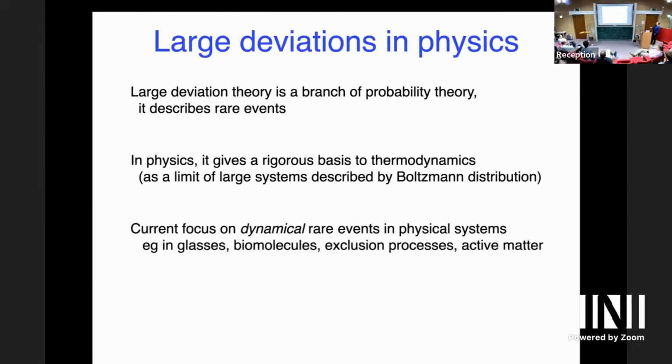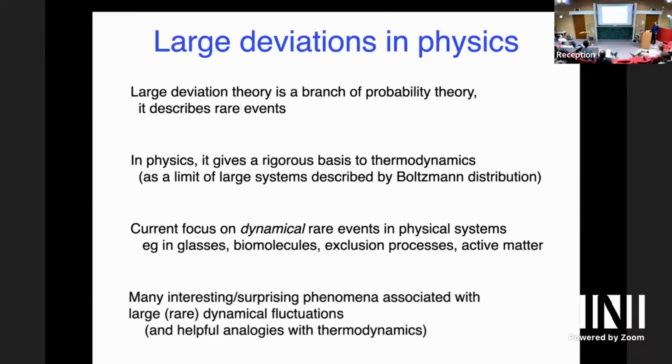So one of the things that I work on is dynamical rare events. We have a physical system with some dynamics, and we're interested in rare events as described by large deviation theory. I won't talk in much detail about any of these, but examples come from glasses, biomolecules, exclusion processes, which people study a lot as nice examples of physical systems with interesting dynamics, and active matter, which I'll talk about a bit again. Those are the kind of physical systems that we're interested in, and we're interested in dynamical rare events. I'll explain what those are in a minute.